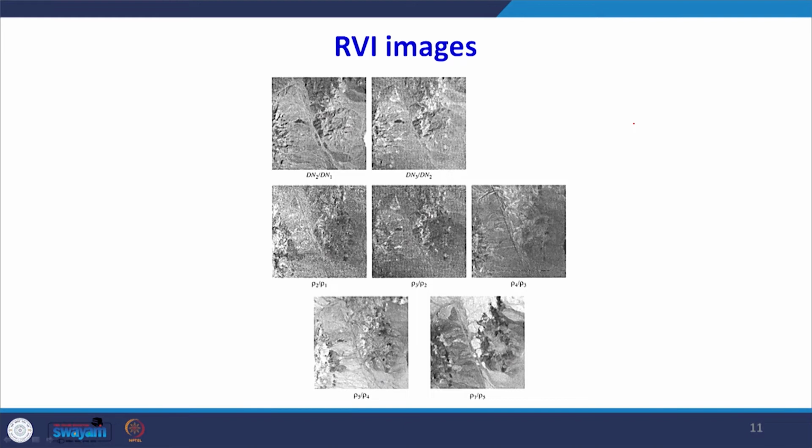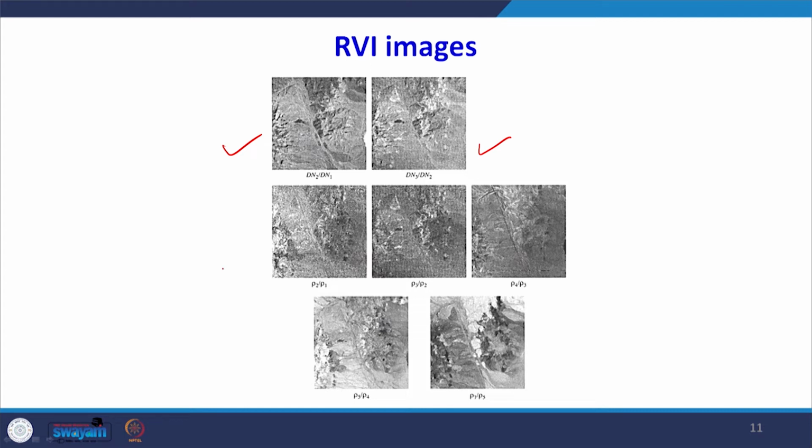Now I will show you the results of the ratio vegetation indices. Different bands have been used to divide one band with the other to create the ratio images. On the top it is DN2 divided by DN1. The second image is DN3 divided by DN2. You can see here that these black and white images may look similar to you, but spectrally they are different when you look pixel by pixel at their reflectance characteristics.